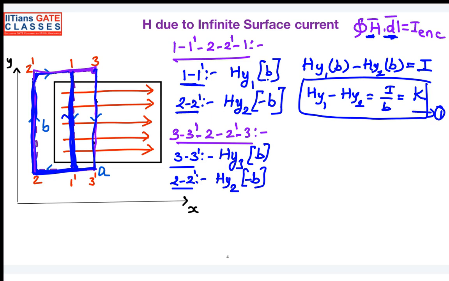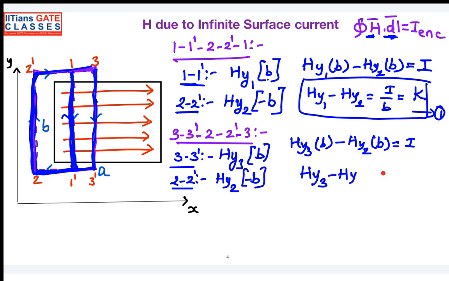Here also, in this particular loop, Ampere's law has to be satisfied, so the integral of H dot dl has to be I. What will be the total magnetic field intensity here? Hy3 into B minus Hy2 into B is equal to I. So Hy3 minus Hy2 is equal to I by B, which is also said to be K. Take it as equation 2. When you compare both equation 1 and equation 2, what actually represents?